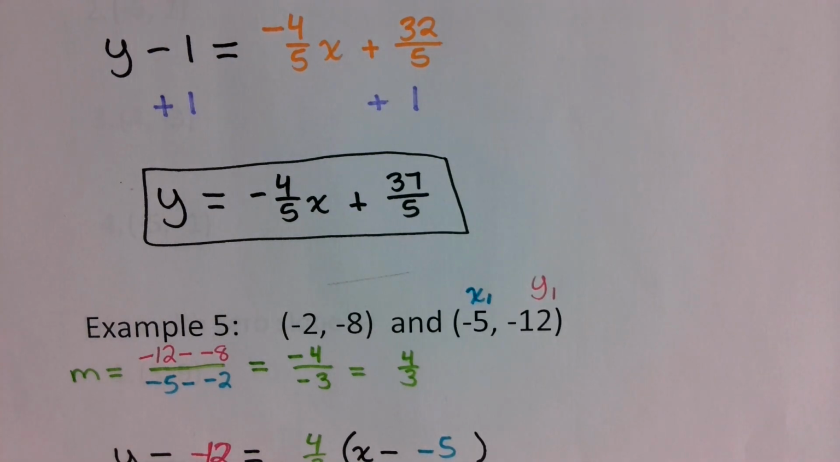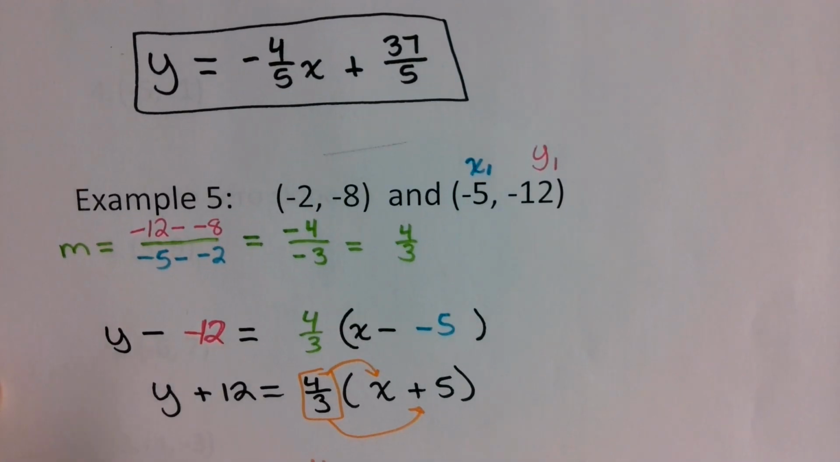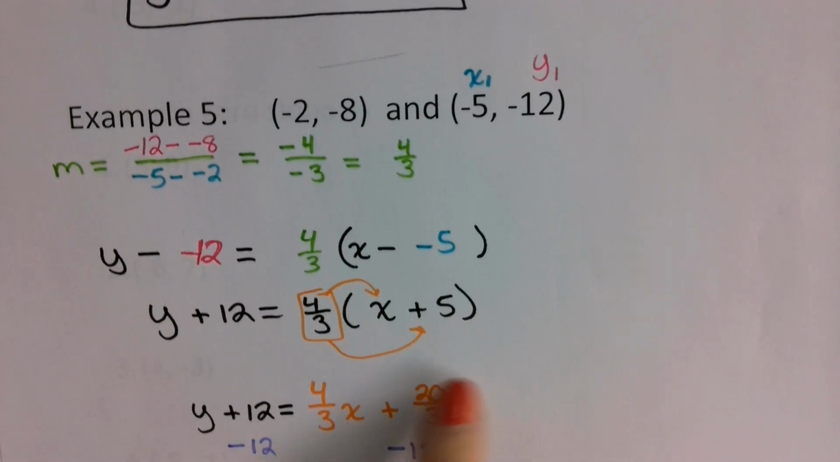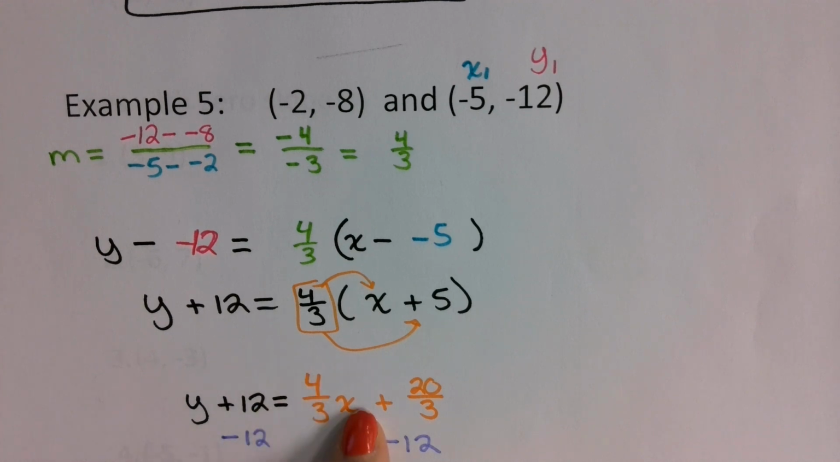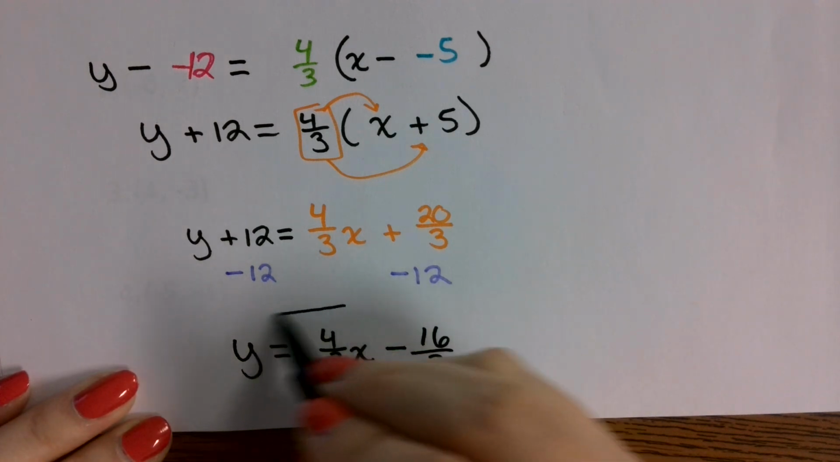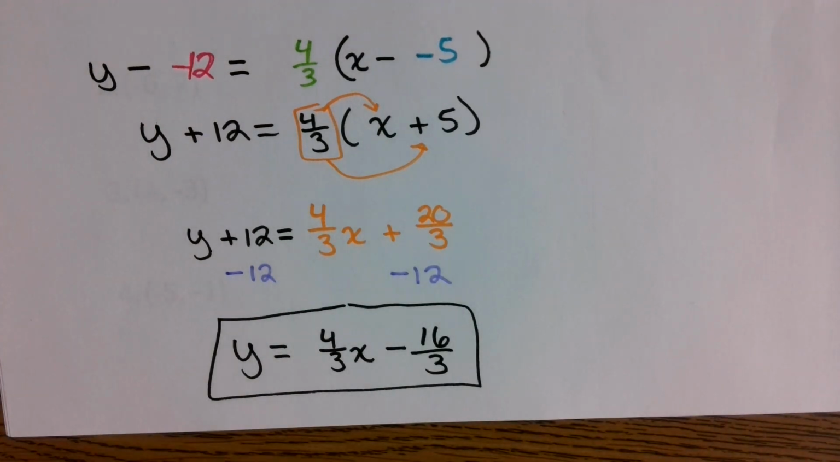You could have done the first point. It's going to come out to the same value. I had y minus negative 12 is equal to 4/3 times the quantity of x minus negative 5. That double negative needs to be eliminated, so it's y plus 12 is equal to 4/3 times the quantity of x plus 5. Then I distribute, and that gives me y plus 12 is equal to 4/3 x plus 20 over 3, because 4/3 times 5 becomes 20 over 3. And then I would subtract 12 from both sides. My final answer comes out to y is equal to 4/3 x minus 16/3, or 16 over 3.